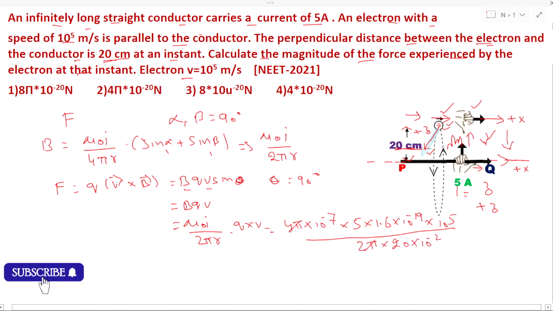This will get cancelled by 2 times. And if you solve this entire thing, you will get the value of force as 8 into 10 power minus 20 newtons. Okay, so this is the magnitude of the force that is acting on the electron, and the direction of this force will be in the downward direction. Now let us move to our next question.